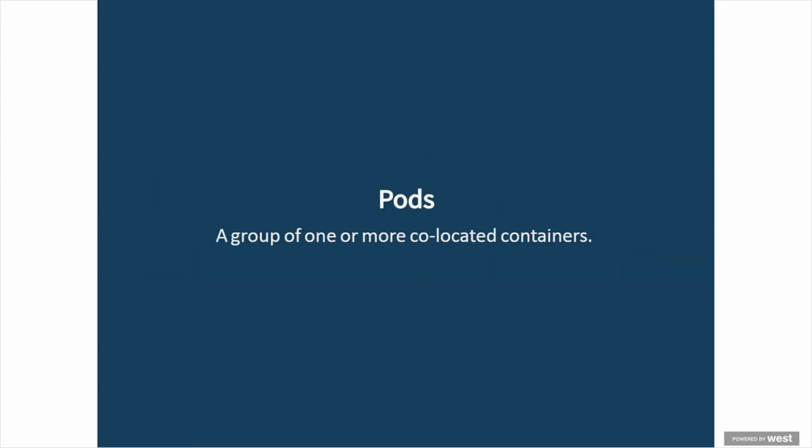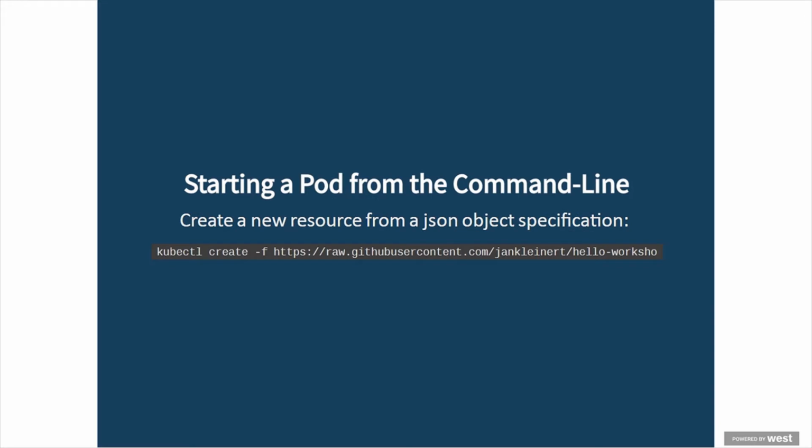Pods are a group of one or more co-located containers. If you wanted to launch a pod from the command line, you can run a command like kubectl create -f followed by the name of a local or a remote file in order to launch or provision a new group of containers on the cluster.